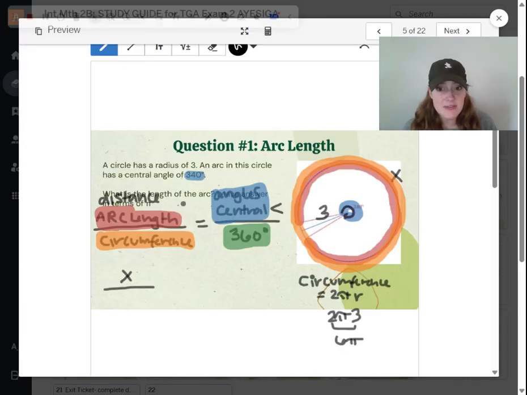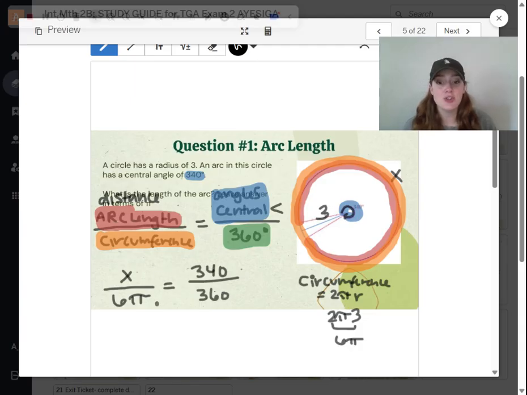It also says leave answer in terms of pi. I wrote over top of it, but there you go. We don't have to simplify further unless you really want to. So x divided by 6 pi, that's the circumference, is equal to the central angle, which was 340 degrees, divided by the total degrees, 360.